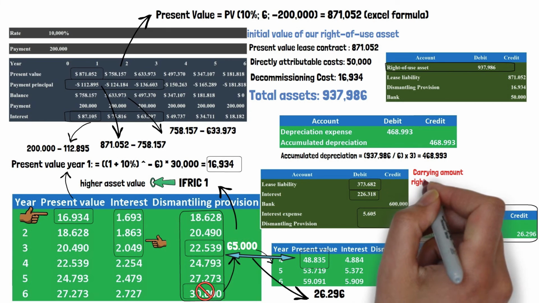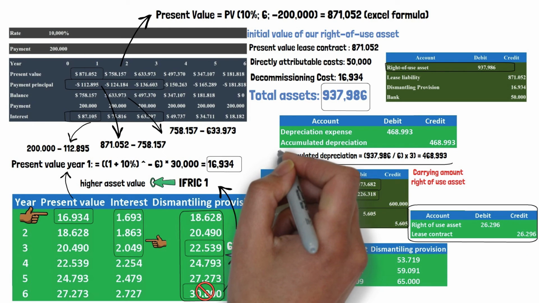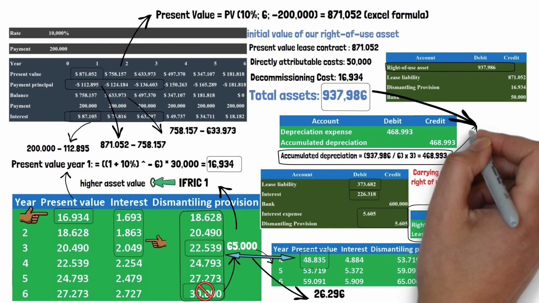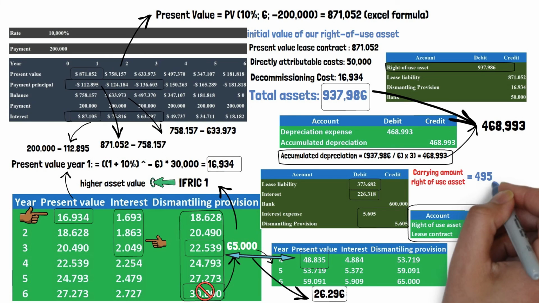Now to calculate the carrying amount of the asset at the end of year 3, we must do the following operation. We know that the initial balance of this asset is $937,986. Therefore, the accumulated depreciation at the end of year 3 will be 468,993. So, the carrying amount of the right-of-use asset in this example will be 468,993. This balance must be affected by the change in the estimate of dismantling costs equivalent to 26,296. In this way, the new carrying amount at the beginning of year 4 is 495,289.